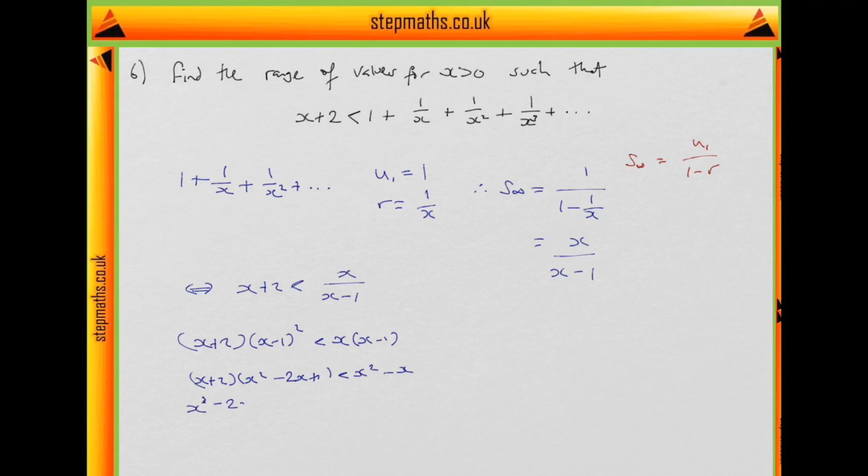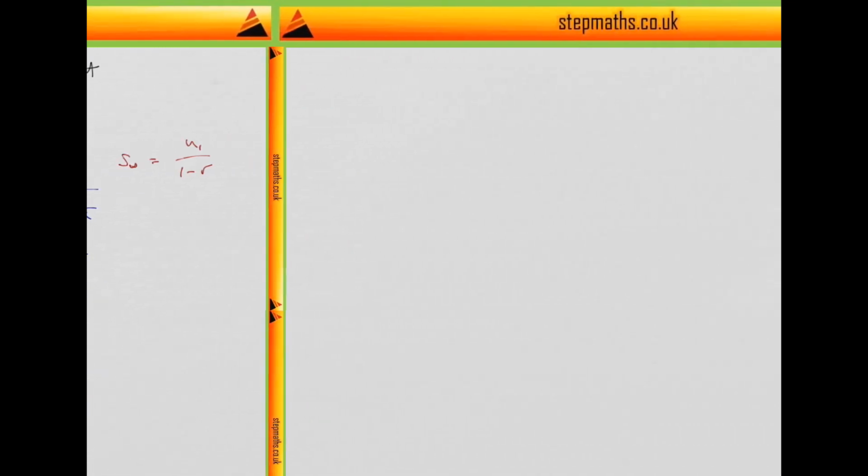x cubed minus 2x squared plus x plus 2x squared minus 4x plus 2 is less than x squared minus x. So we get x cubed minus x squared, then x minus x gives us 2x, minus 4x gives us minus 2x, plus 2 is less than 0. Let's try and think about the function of that. Let's try solving x cubed minus x squared minus 2x plus 2 equal to 0, and then we can sketch it and find where it's less than 0.